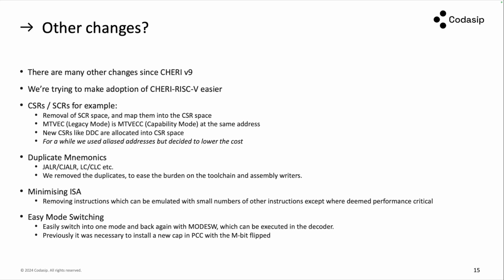And easy mode switching, so we put the mode switch instruction in. Certainly Morello and some of the versions of CHERI-RISC-V have instructions where you can operate in the other mode, which takes a lot of encoding space. So we thought it was easier just to quickly switch, and then you can operate in the other mode and then switch back again, which makes life easier. And trying to remove instructions which could be emulated with short sequences of other instructions to come up with a sensible base.